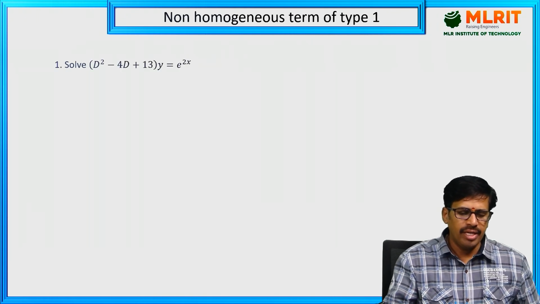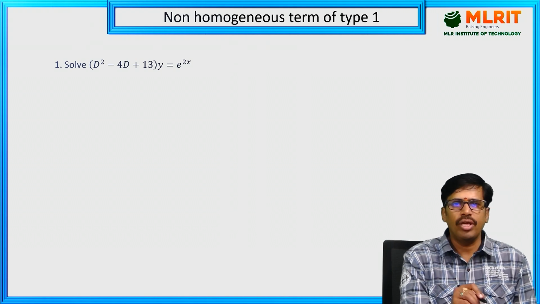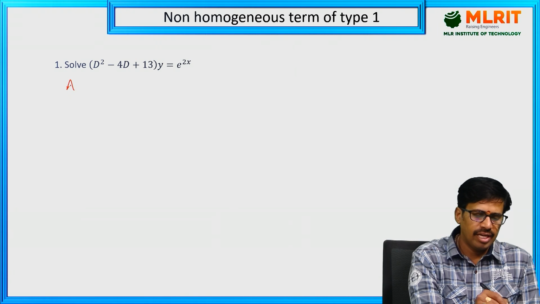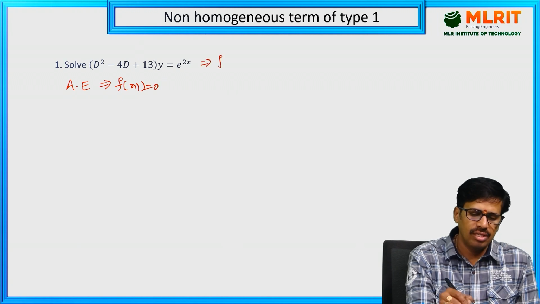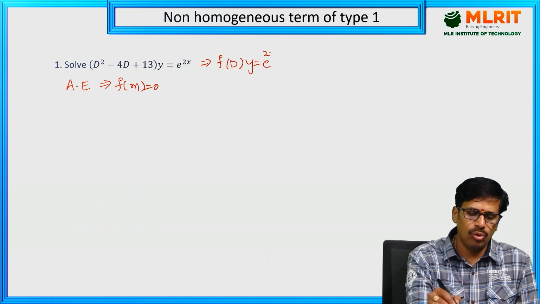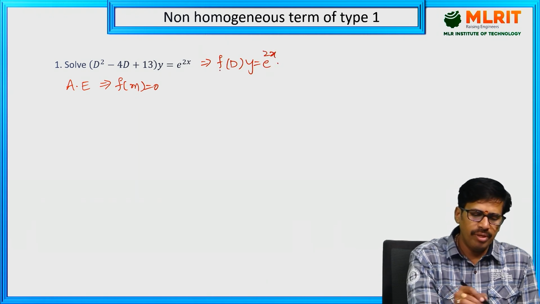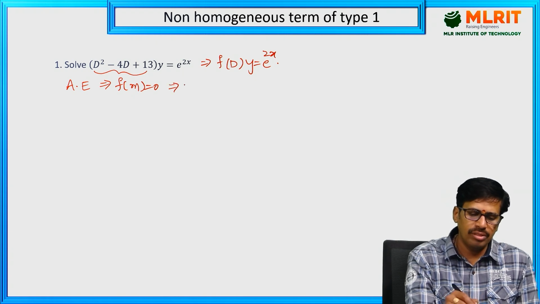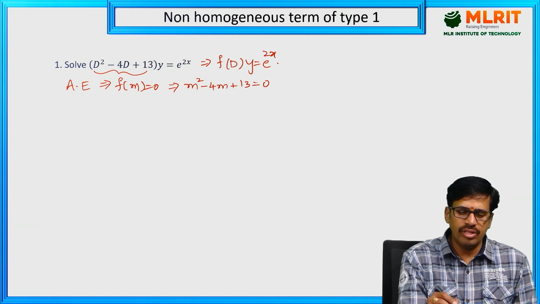Solve (D² - 4D + 13) y = e^(2x). So first let us find the complementary function. For that we require the auxiliary equation, which is given by f(m) = 0. This equation is in the form f(D) y = e^(2x). Here f(D) means D² - 4D + 13. f(m) = 0 means m² - 4m + 13 = 0. So what are the roots for this? There will be two roots.